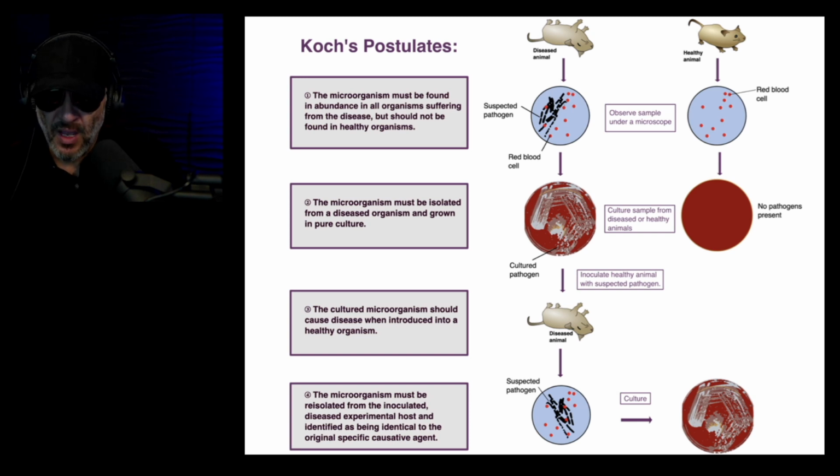SARS-CoV-2 should grow somehow, right? I'm probably oversimplifying it, given that I don't know how to do that, but somewhere here there's a culture. And whether they're taking it nasopharyngeal or taking it from your blood or what have you, the idea is the microorganism must be found in abundance if you are sick with COVID-19. So let's move to the next step. Okay, step 2. The microorganism must be isolated from a diseased organism and grown in pure culture.